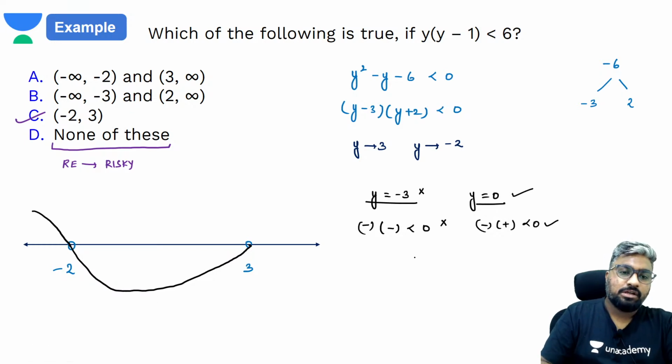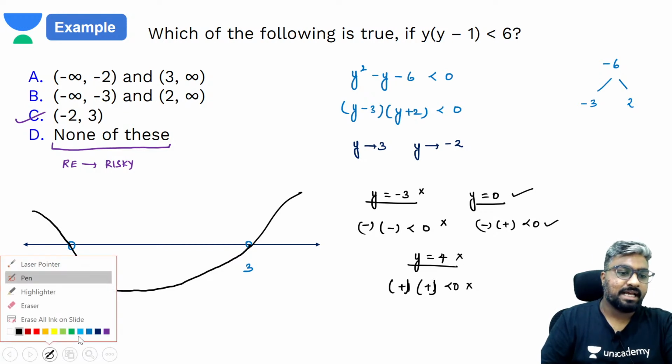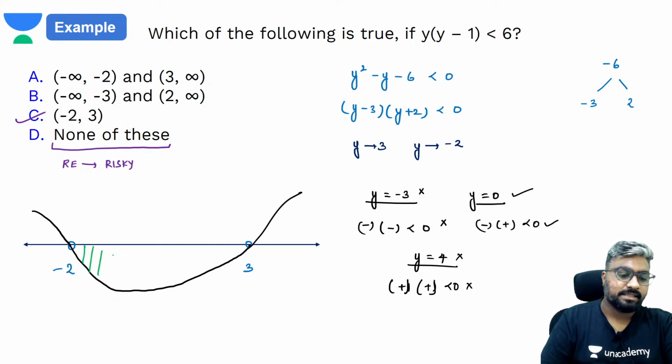Then again to check, plug in a value greater than 3. 4 minus 3 is positive, 4 plus 2 is positive. Positive into positive is negative? No, so this will also not satisfy. So the region that actually satisfies is this.